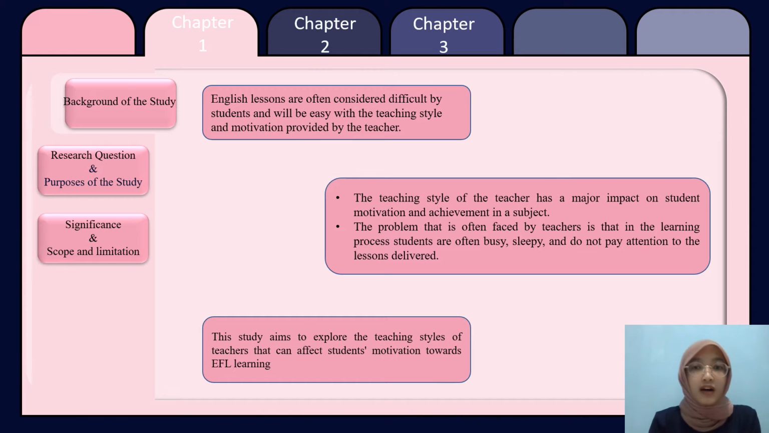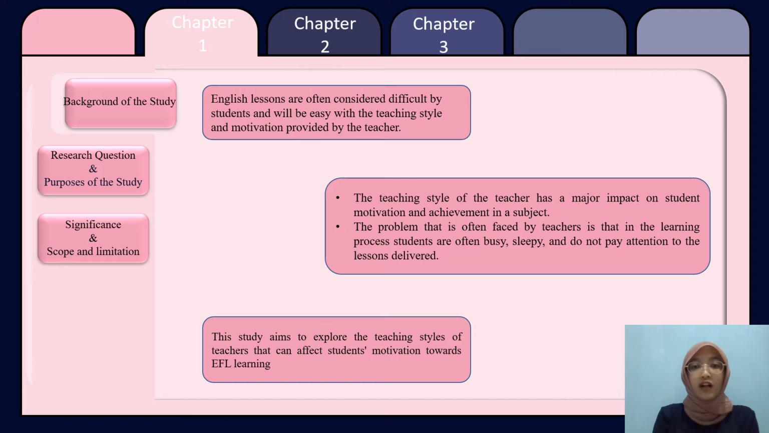English lessons are often considered difficult by students and will be easy with the teaching style and motivation provided by the teacher. Students need to be stimulated to develop self-motivation to carry out learning activities continuously. In learning activities, motivation is the overall driving force in students that can lead to learning activities that ensure the continuity of learning activities so that the desired goals can be achieved.